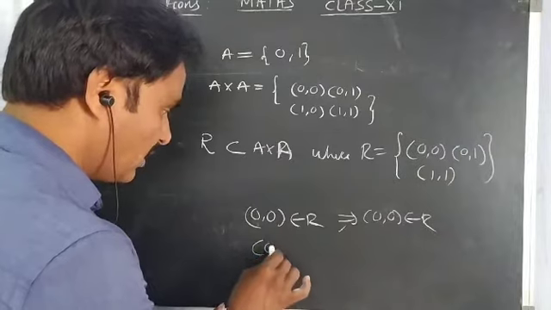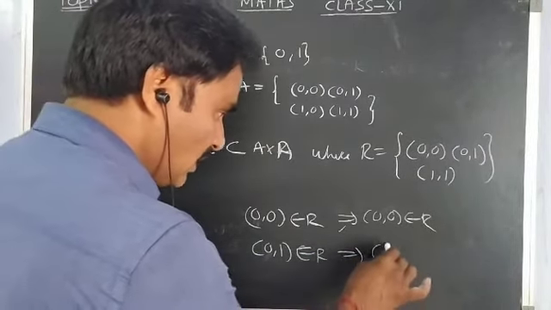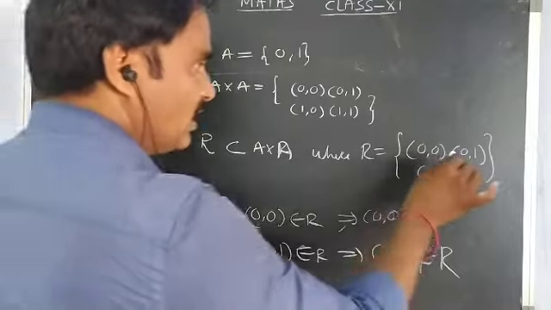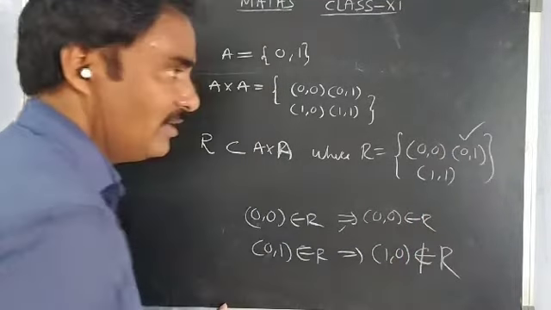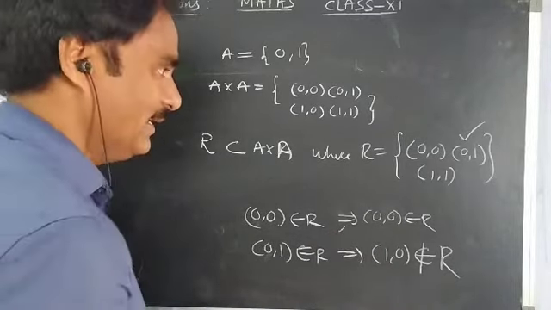I am taking another ordered pair 0, 1. Again interchange the elements, 1, 0. Does it belong to R? No, it does not belong to R. So only this element is not satisfying the symmetric condition. So it is not a symmetric relation.